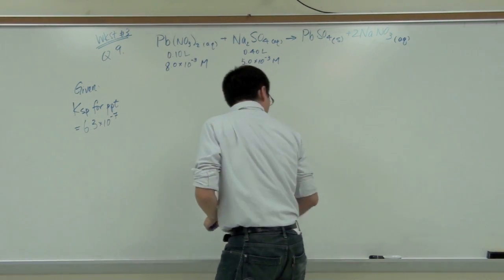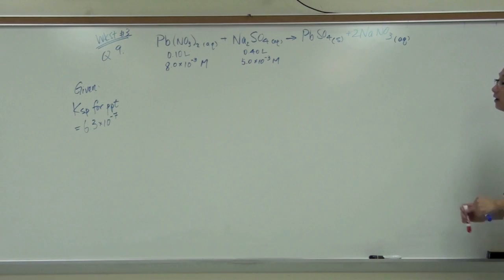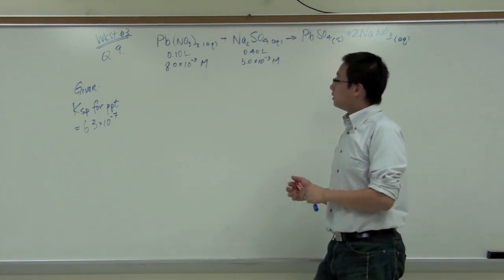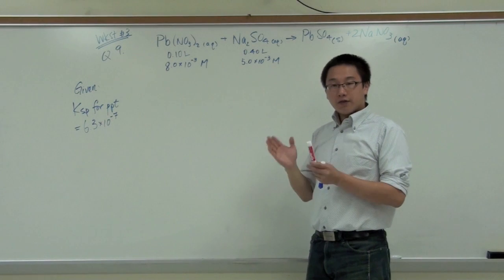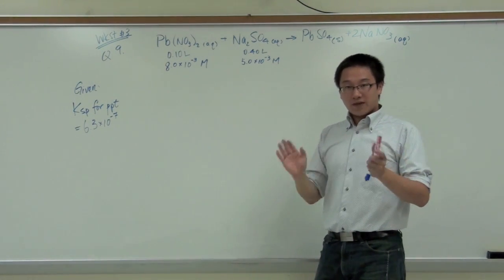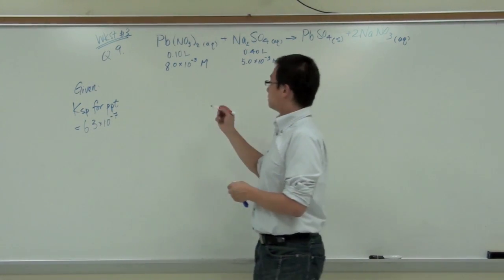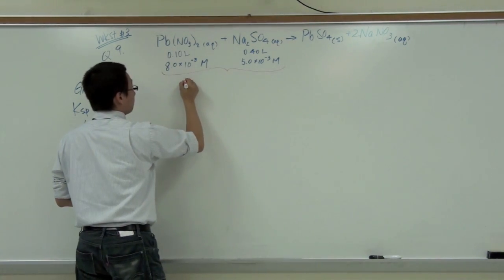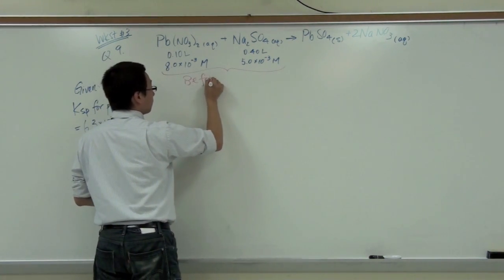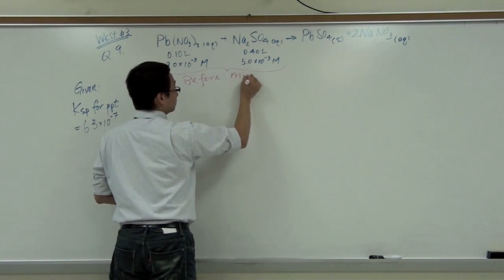So, what I want to focus on at the very beginning of this tutorial is that these given values are the values before they are mixing together. So let me just put some notation right here. These are before mixing.